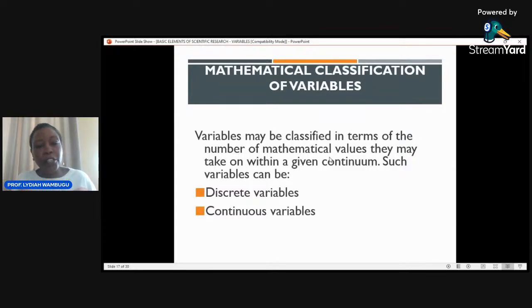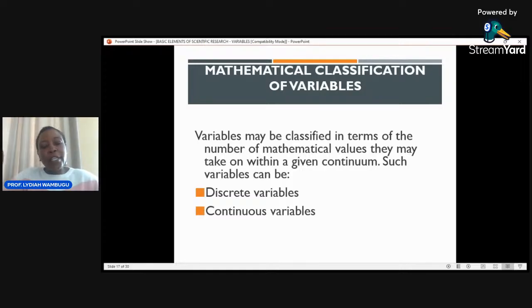Finally, as you look at variables, we have talked about IV, DV, confounding, intervening, moderating, and extraneous. Then we have talked about control. The variables we have discussed can be classified in terms of the number of mathematical values they take within a continuum. A continuum starts from negative infinity to positive infinity. The mathematical values they can take within a given continuum is what we classify as the mathematical classification of variables.